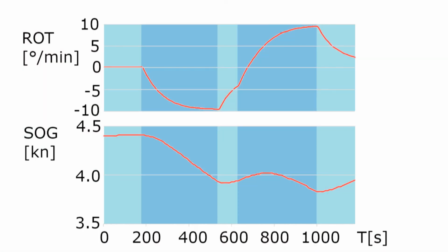To summarize, it has been seen that after ordering a rudder angle, the ship's speed decreases with an increase in rate of turn and vice versa when the rudder is set to amidships.